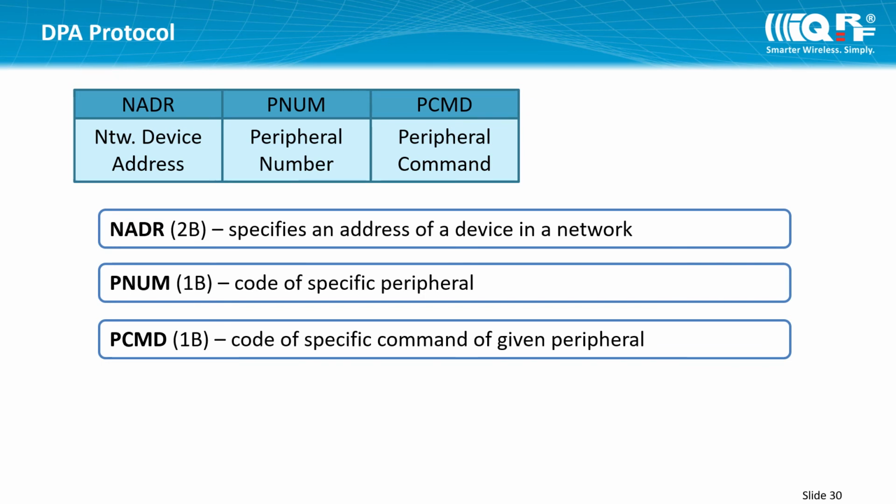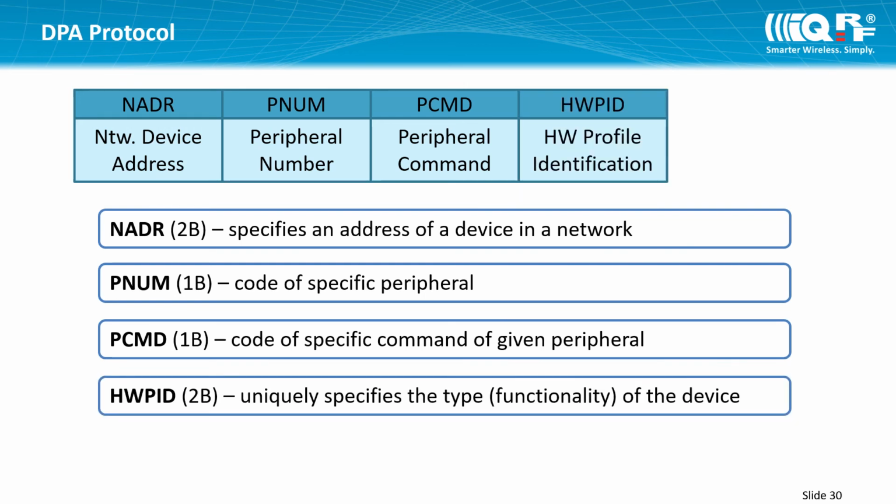The third part is a peripheral command. It is again 1 byte long and specifies a command of a given peripheral. For example, in the case of the LED peripheral, the command is set on, set off, pulse, and so on.